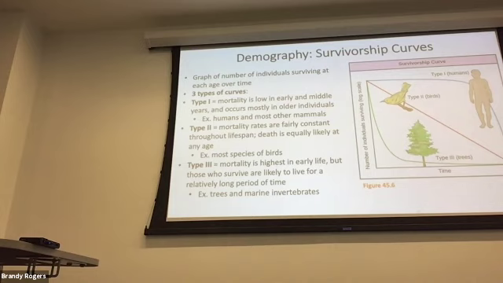Type 2 is here, the red line. The type 2 example organism that's given here is birds. Mortality rates are fairly constant throughout the lifespan. Death is equally likely at any age, okay? So if you're a bird, the chances that you're going to die are pretty much the same whether you never hatch, right? The egg doesn't hatch, or something eats the egg. So you could be predated out of the nest. You could hatch, but then fail to thrive, fail to compete.